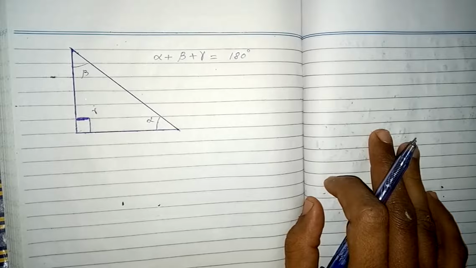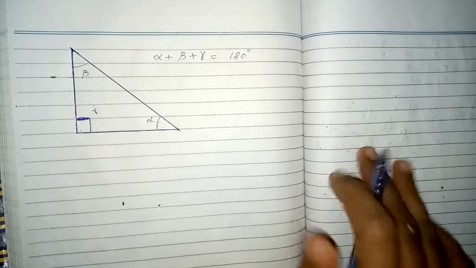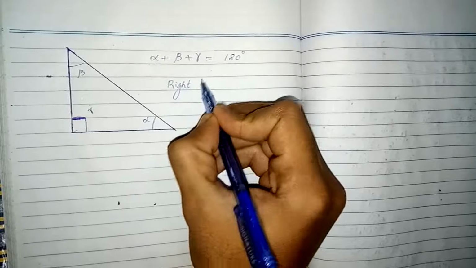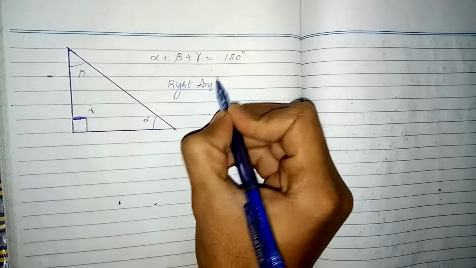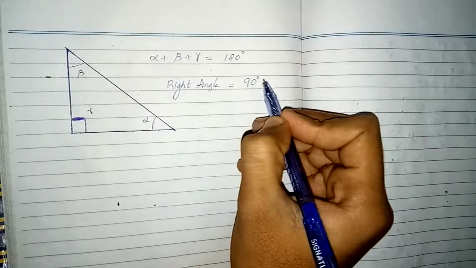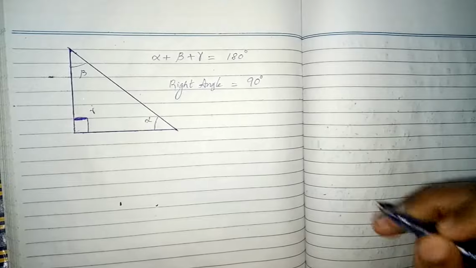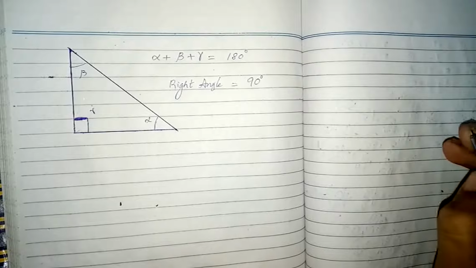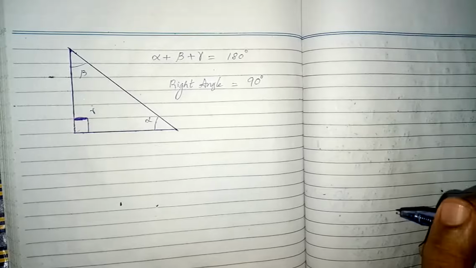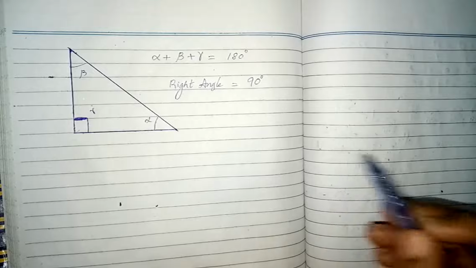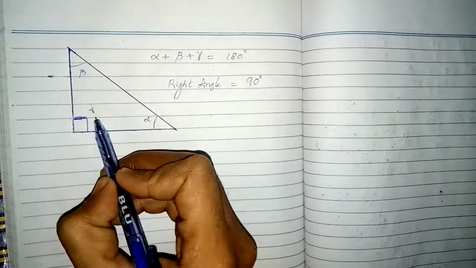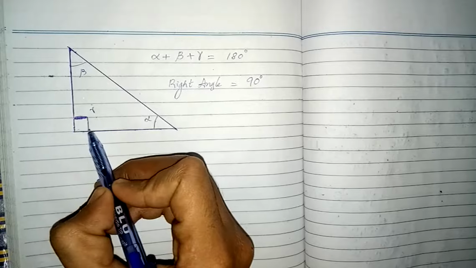So first of all, what is a right angle? A right angle means an angle of 90 degrees. A triangle in which one angle is 90 degrees is called a right angled triangle. For example, if this is gamma, then this angle is 90 degrees.